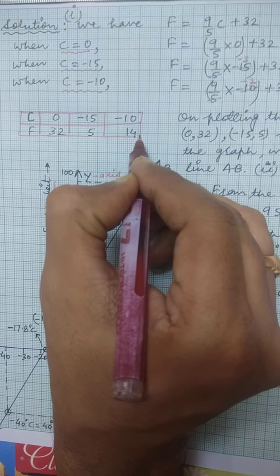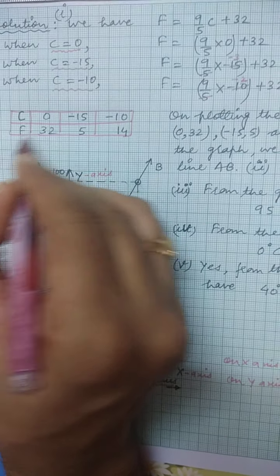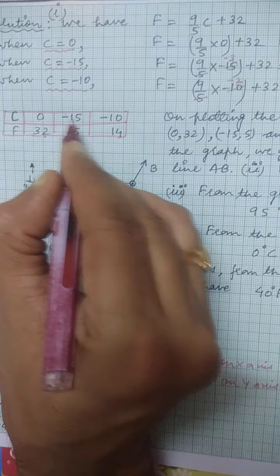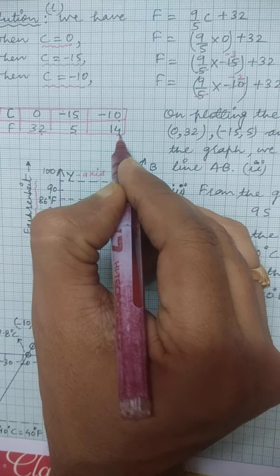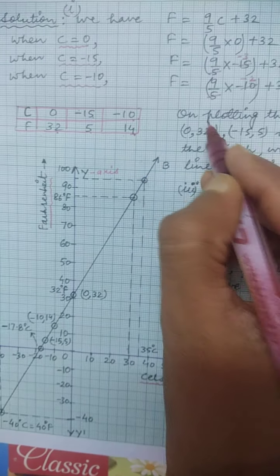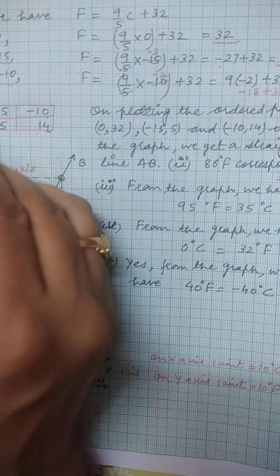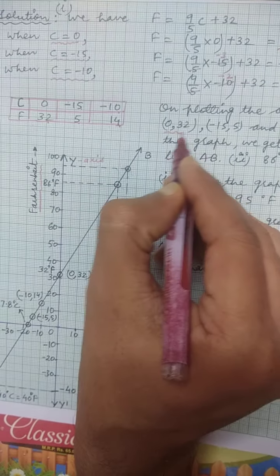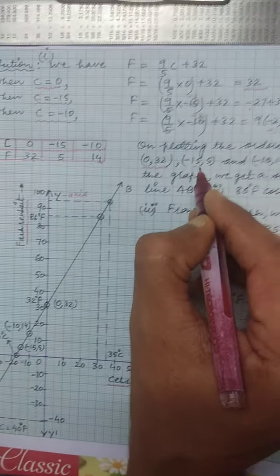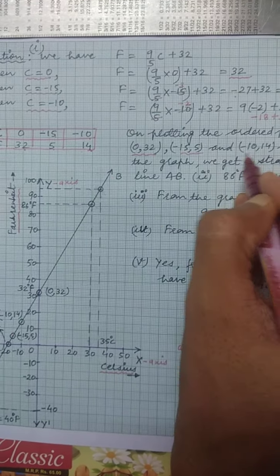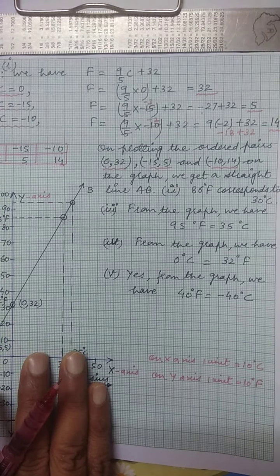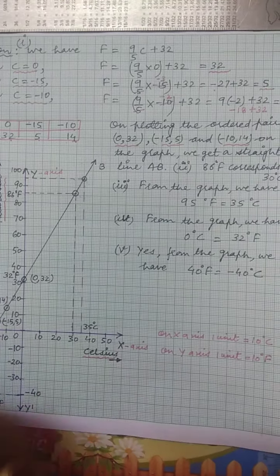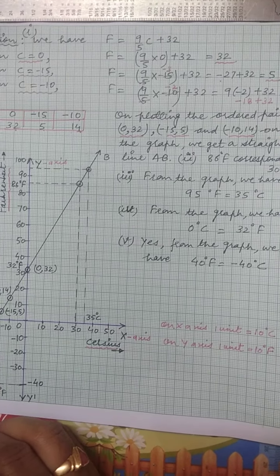So when Celsius is 0, Fahrenheit is 32. When Celsius is minus 15, Fahrenheit is 5. When Celsius is minus 10, Fahrenheit is 14. Now on plotting the ordered pairs, the ordered pairs are (0, 32), (minus 15, 5), (minus 10, 14). On the graph, we have already plotted. I will tell you how to plot, and we will get a straight line. The name of the straight line is AB, you can see.